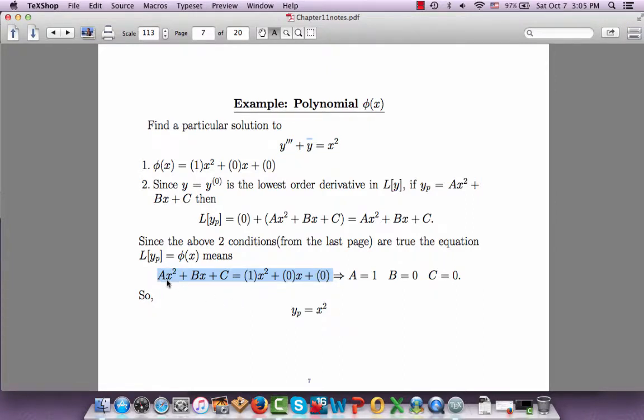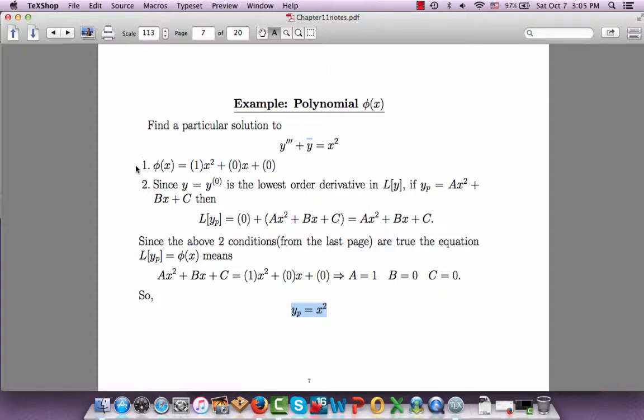So ax squared has to be equal to 1x squared, so a is 1. bx has to be equal to 0x, so b is 0, and c has to be equal to 0, so c is 0. So that tells us that our particular solution is just y sub p equals x squared in this case.